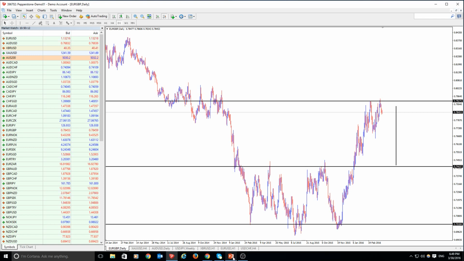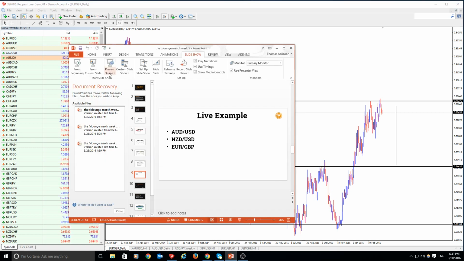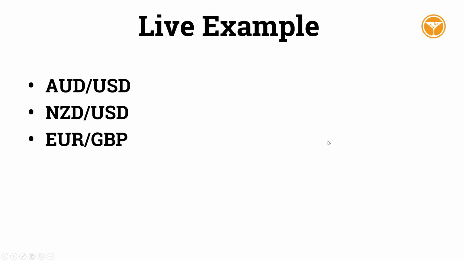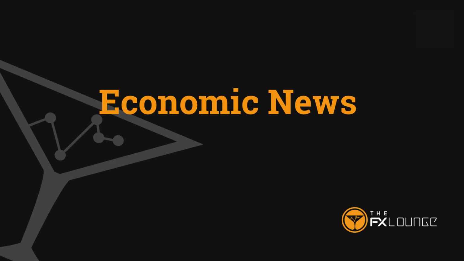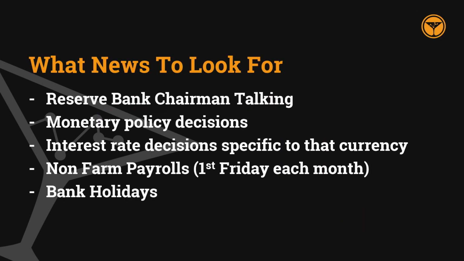I think we're running a little bit low in time, so we'll go back to the PowerPoint presentation because I wanted to show everyone just some of the economic news that's coming out this week. So, of course, what news to look for? Everyone always asks me that. They ask Tyrone that. The big ones are Reserve Bank Chairman talking. Whenever that's happening is very important. The monetary policy decisions. Obviously, we talked about the USD yen last week, but there are always different monetary policy decisions happening, so always be aware of those.